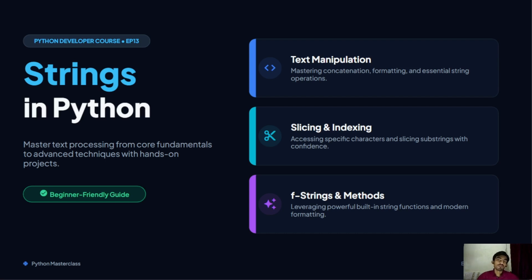Think about it for a moment. Whenever you type your name, enter a password, send a message, or even search on Google or use ChatGPT, you are working with text. And in Python, text is stored as a string. Whenever you are building websites, mobile apps, games, automation scripts, or AI applications, strings are everywhere.